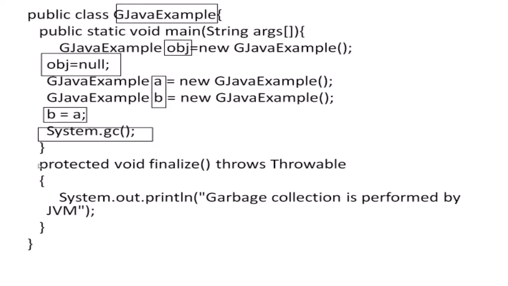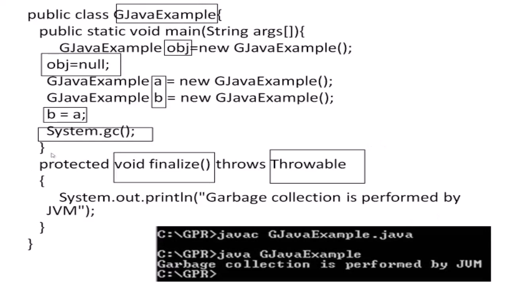So now here we are using a protected finalize. In the previous program, nothing was there. Now we have protected void finalize, and here we have used a throws clause, throws Throwable. If any exception occurs, it is going to be thrown without showing an error in your program. So garbage collection is performed by JVM.